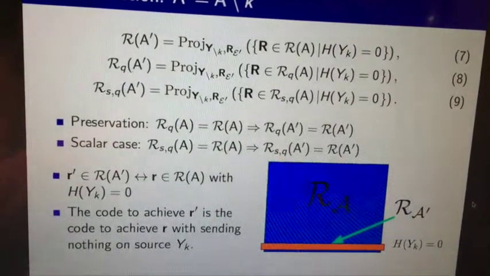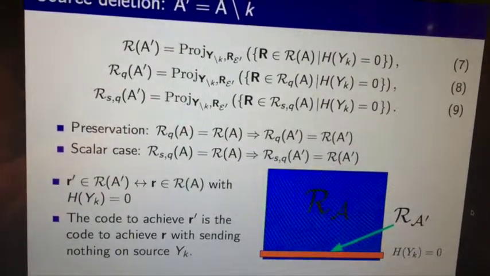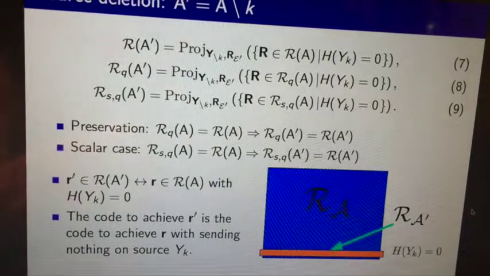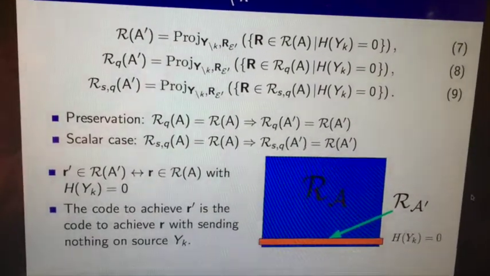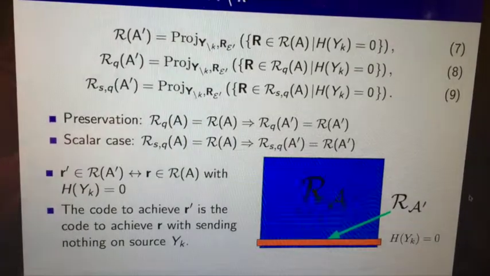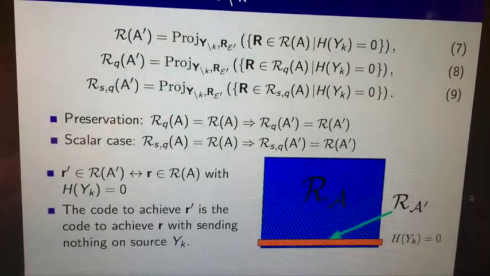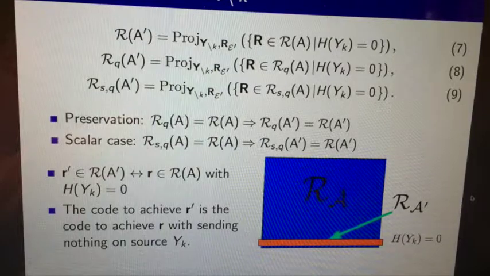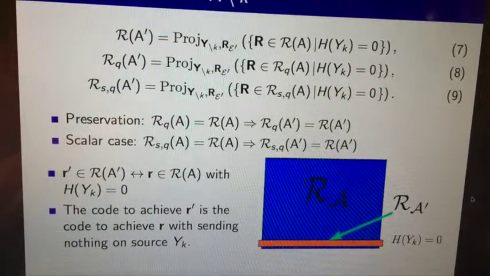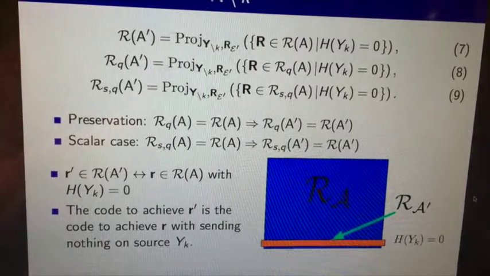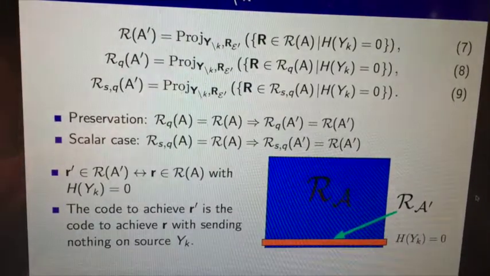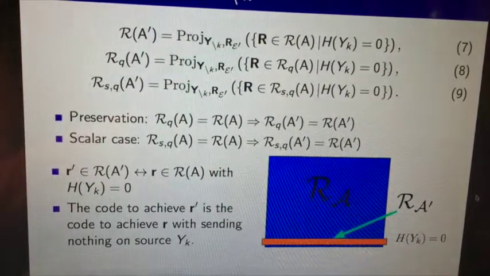And if R is achieved by FQ codes, then the code to achieve R prime can be the same code with sending nothing on YK. And since it's sending nothing on YK, it's also a valid FQ code. So you can do both ways in the proof, so that we see that if A is FQ sufficient, A prime is also FQ sufficient.